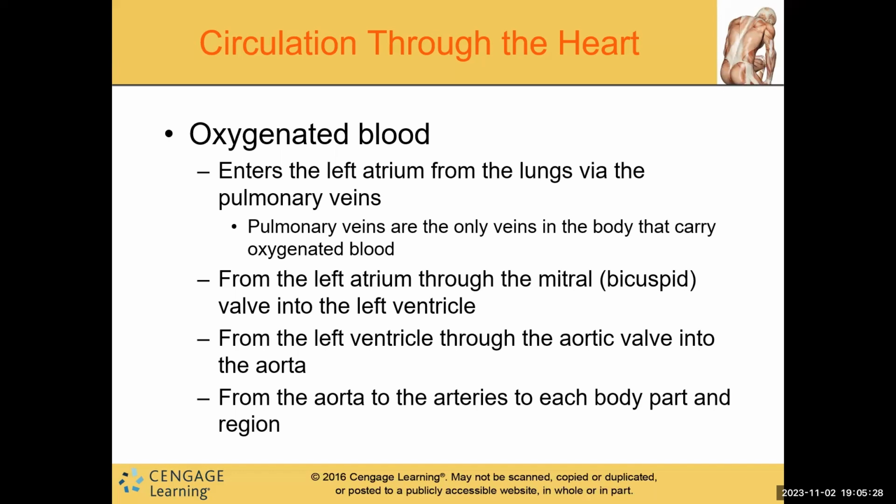It goes through that valve into the left ventricle. Then the left ventricle pumps and pushes that oxygenated blood through the aortic valve into the aorta. The aorta is the main valve that now pushes this fresh blood through the rest of the body. From the aorta, it goes to the arteries, to each body part and region.